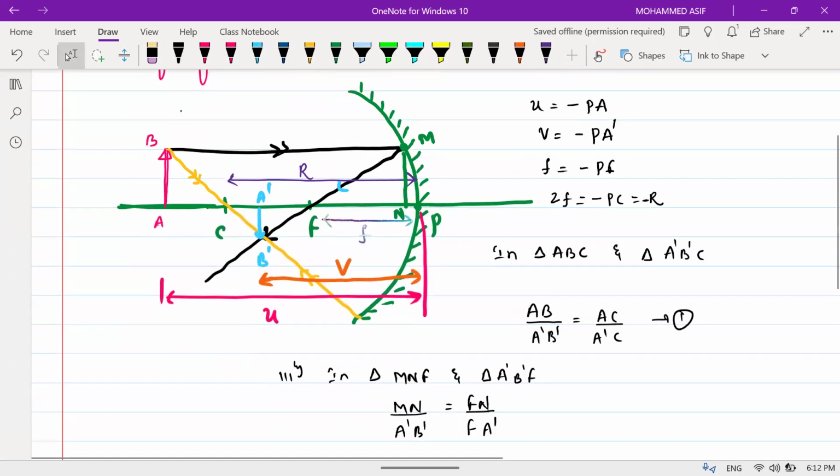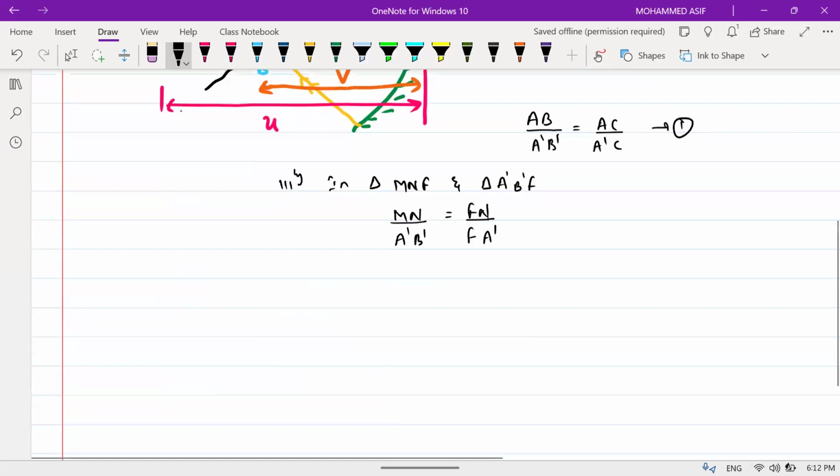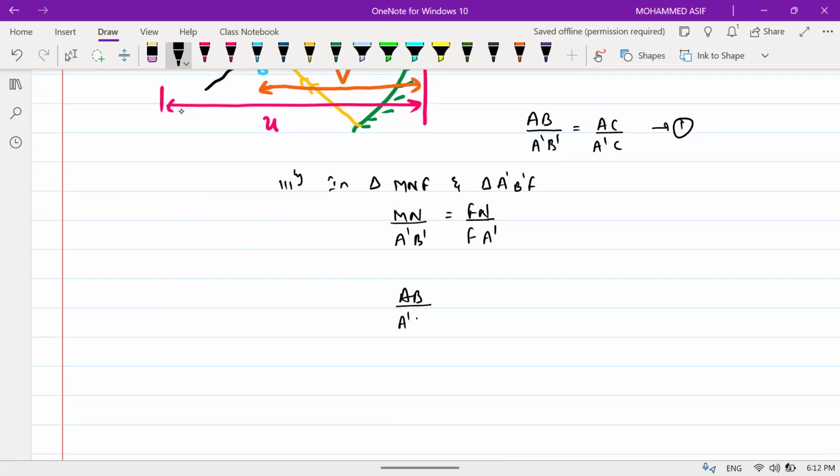MN is what, beta? MN will be equal to AB, from the diagram you see. This will be equal to this one. So MN will be equal to your AB. So I can write here AB divided by A dash B dash will be equal to FN divided by F A dash. This is my second equation. Now see, from 1 and 2, what can I write?